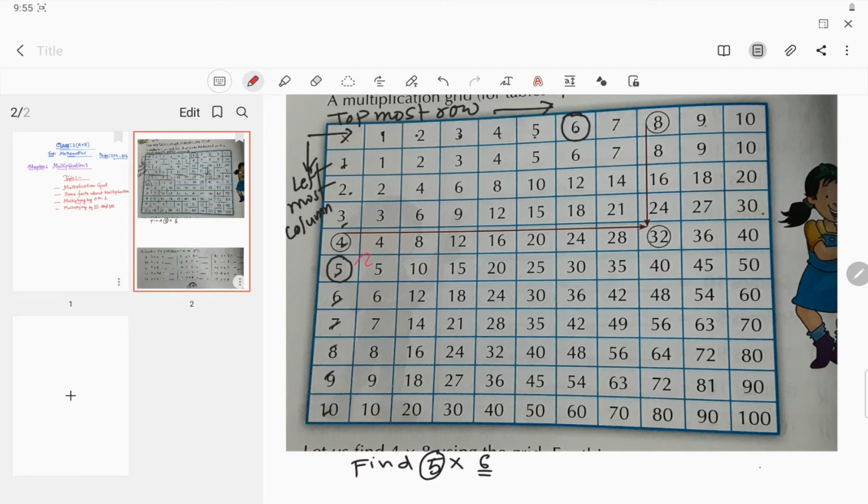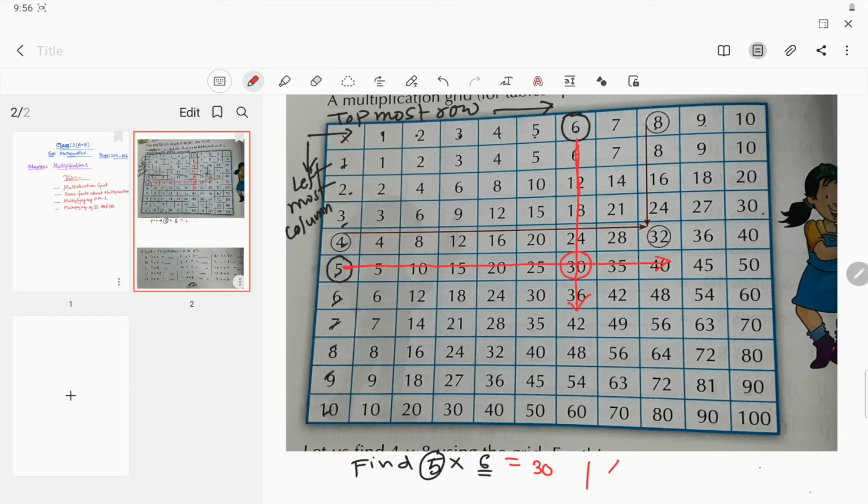Now draw an arrow from 5 horizontally or row wise, and from this 6 draw an arrow vertically or column wise. You see that these two arrows meet at the number 30, right? So our product is 30. Did you get that? Okay.